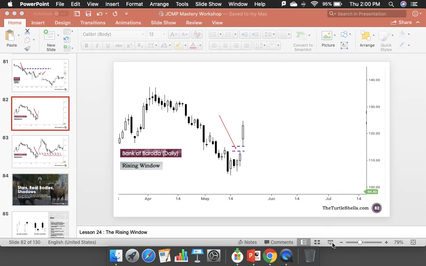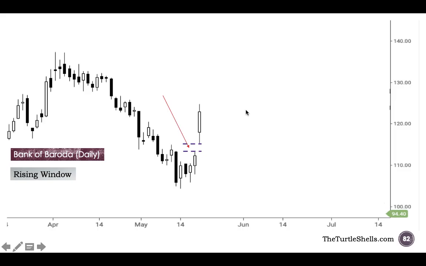Now let us have a look at the rising window. In the previous video we looked at the falling window. So the market is coming down. Now it starts to go up from here, and you have the rising window here. There is a gap here between the low of this candle and high of this candle.